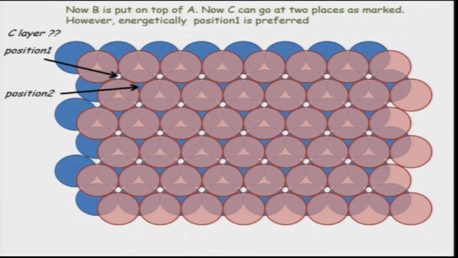Now when you put B on top of A, there is no particular, you can say, preference of which one we should take. You can select any of these two. But when you come to C after putting B, then there will be a distinction between two possible sites. Here also you can see these are one set of possible sites, and these are another set of possible sites. And what is the difference between these two? I have called one position 1, the other position 2. What is the difference between these two?